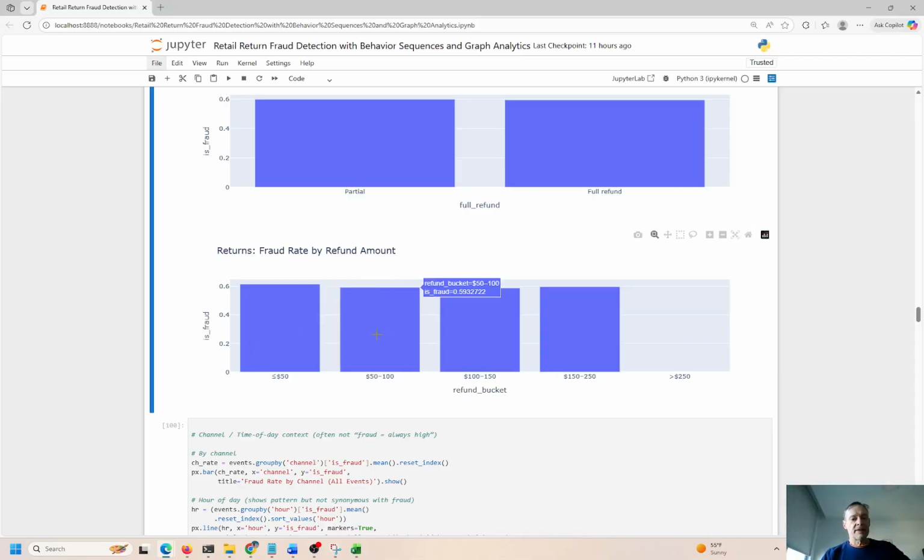If you have $50 to $100 at stake here, actually slightly lower risk of fraud, 59%. This is 61%. This is 58%, 150 to 250, 59%. Greater than 250, no fraud. So that's a little surprising to me. I thought the higher the amount, there would be more fraud, but maybe what's happening is retailers would be more suspicious and more hesitant and very reluctant to give back a refund more than 250.